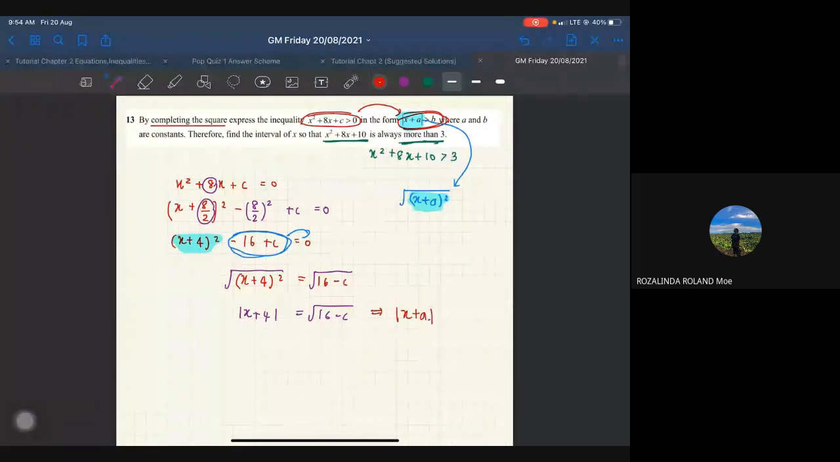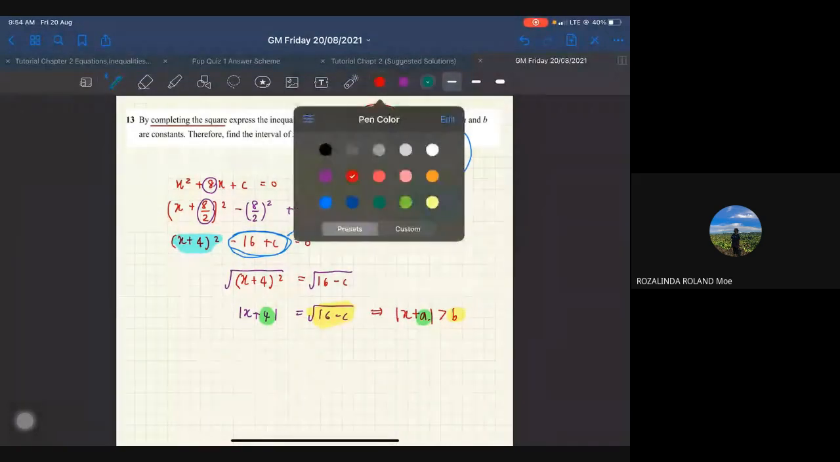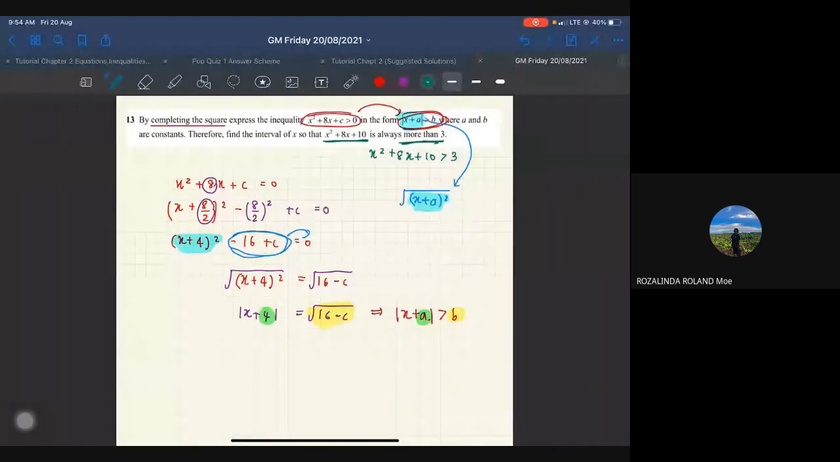Okay, sampai sini boleh faham ke? Sikit je lagi. Okay, boleh. Tak ada soalan. Alright, and then dah siap sampai situ. So next dia cakap dia nak x square plus 8x plus 10 always more than 3. Ni kita buat balik kat bawah. Okay, so saya pindahkan dia ke bawah.